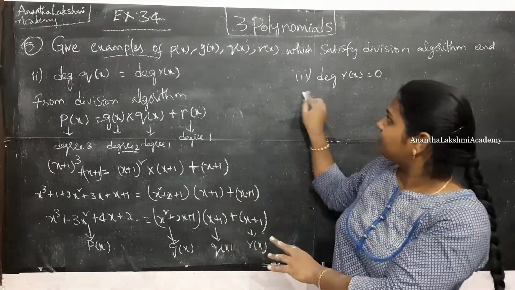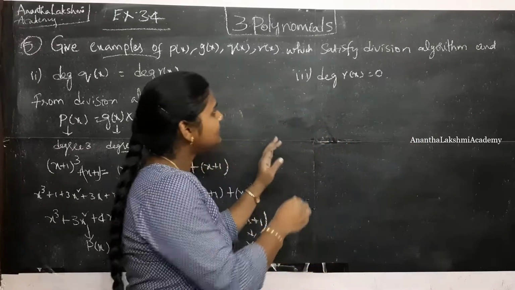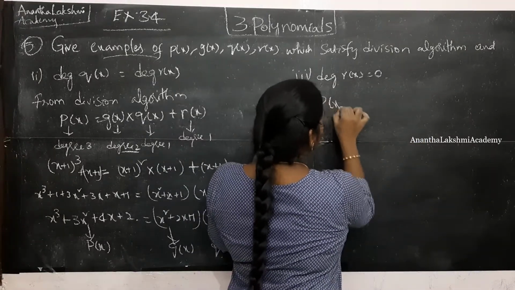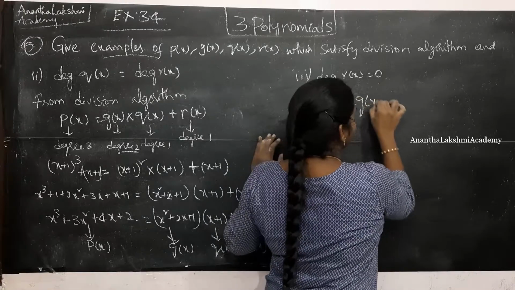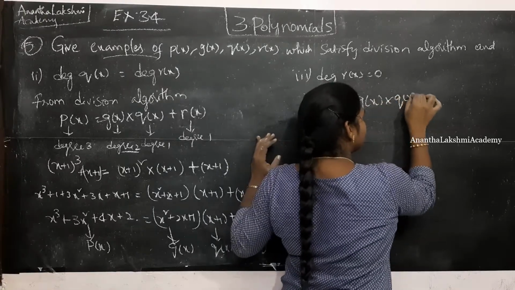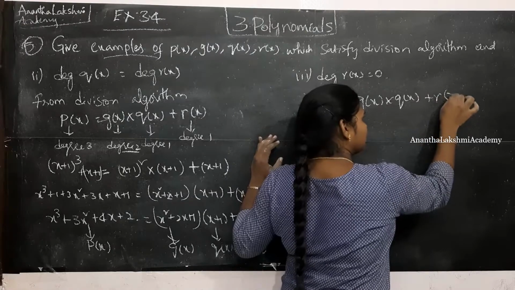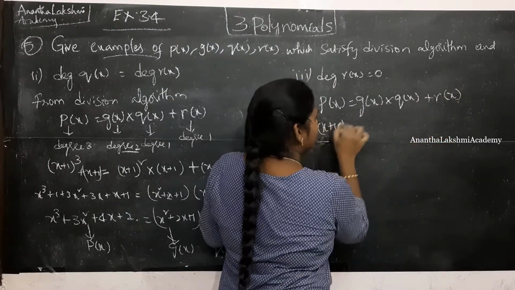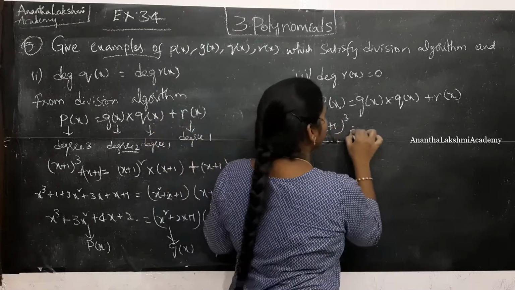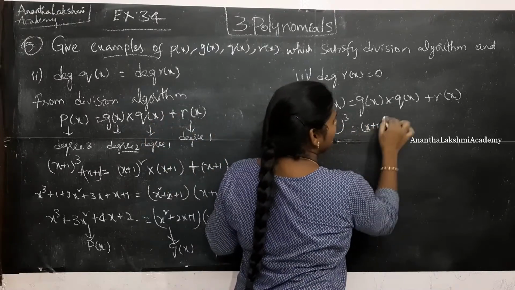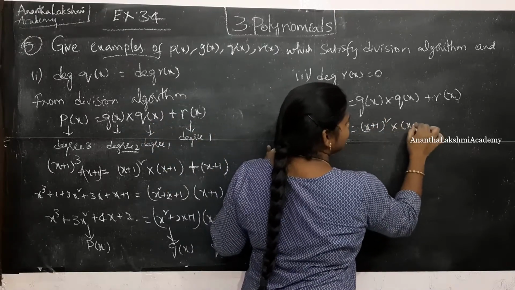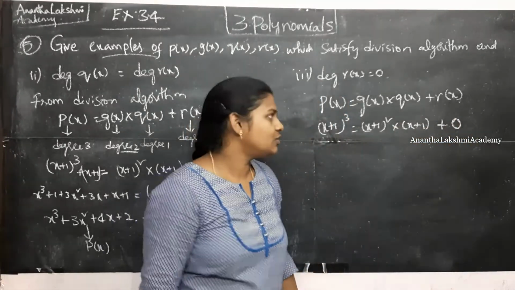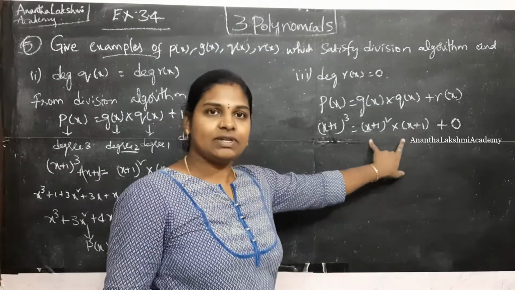Alright, so let's jump into the third bit. Third bit is nothing but degree of r of x is equal to 0. Here also from the division algorithm, what I am going to do is g of x into q of x plus r of x. P of x is going to be x plus 1. Again, the same thing I am trying to do. Here x plus 1 whole square and x plus 1. Since the degree of r of x is 0, I am assuming the constant to be 0. This is exactly solving the equation.